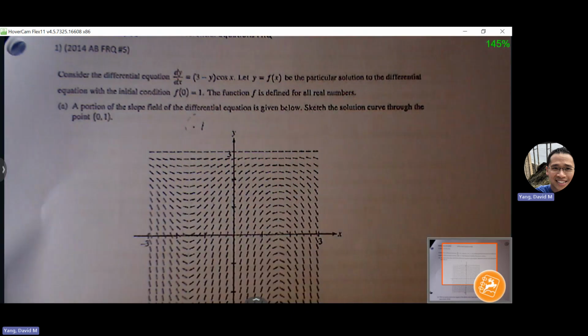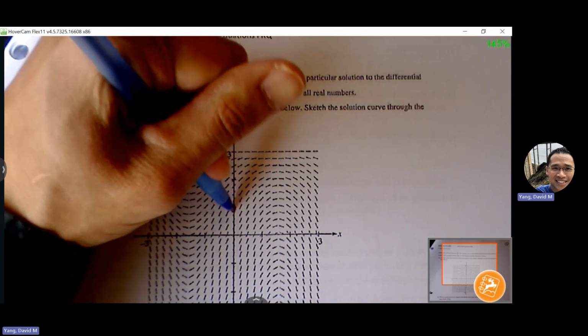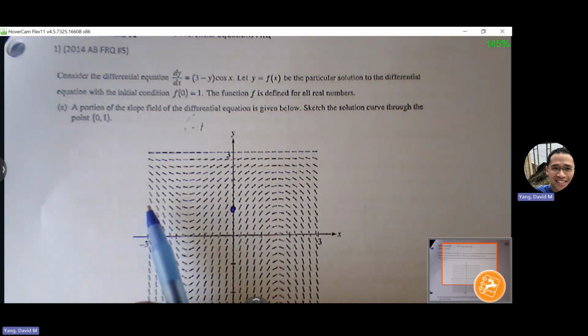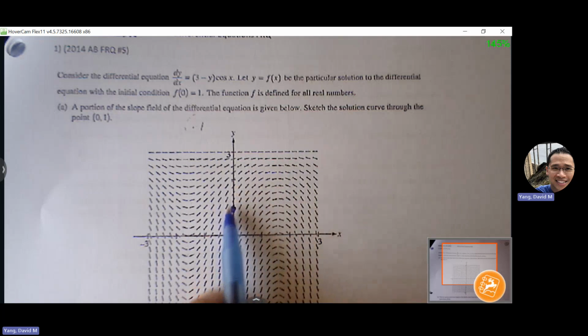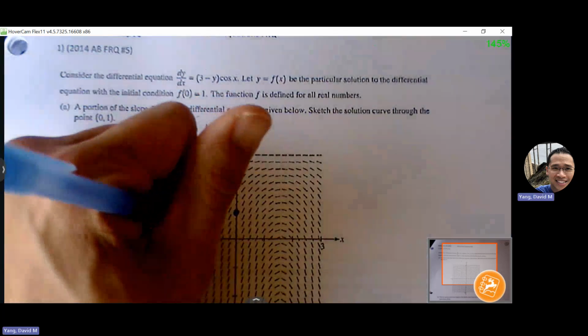This will be the easiest type of problem, where all you need to do is identify the point they're talking about, and then just follow the path of the graph, follow the flow, and sketch your graph. So it really is as easy as it seems.